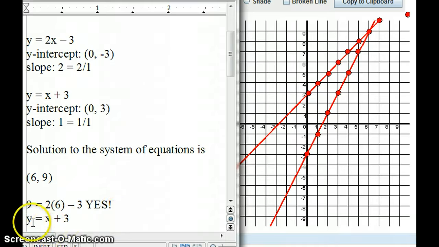So if I replace y with 9, is 9 going to equal 6 plus 3? Well, yes, it makes that equation true as well. So since it makes both equations true, it's a solution to both equations, and it's the solution to the system of equations.